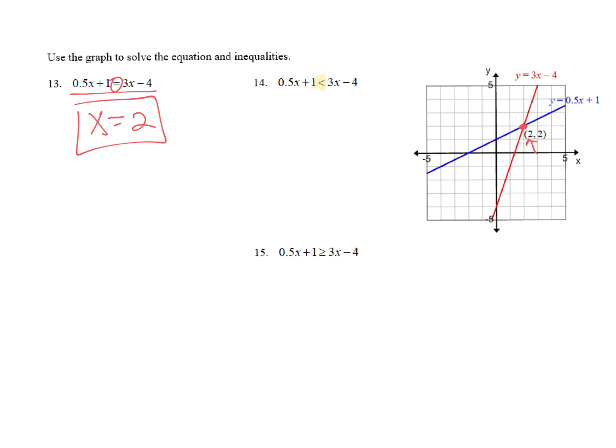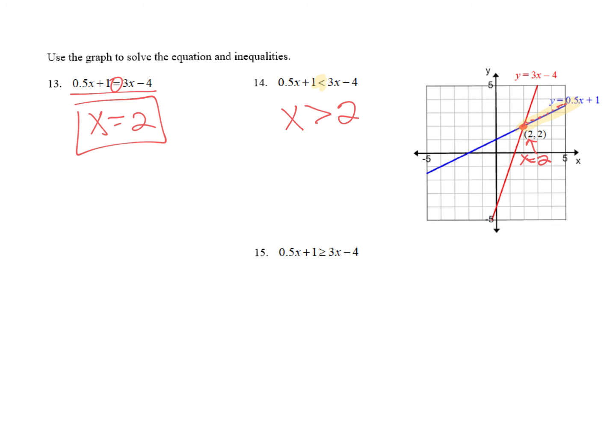Then we need to look at where is 0.5x plus 1 less than 3x minus 4. Okay, so their point of intersection, we've already pointed out, but this is asking where the blue line is less than the red line. The blue line is less than the red line to the right of that point of intersection. See, it's underneath. So what we would say the answer here is x greater than 2. Their point of intersection is at x equals 2. Then the line 0.5x plus 1 is below 3x minus 4 to the right of that.